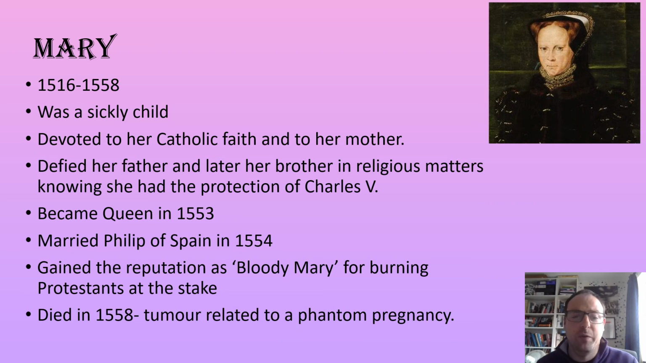She married Philip of Spain, the son of Charles V, in 1554, and she gains the reputation, rightly or wrongly, as Bloody Mary for burning Protestants at the stake. Again, hardly unique in Tudor history in killing lots of people she disliked. And she died in 1558, believed of a cancerous tumour. She had a phantom pregnancy, but we actually think it was a tumour, and that was what killed her. And she was then succeeded by her sister Elizabeth.